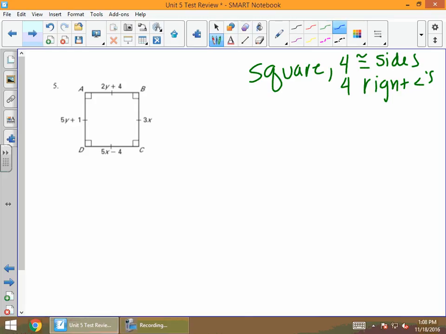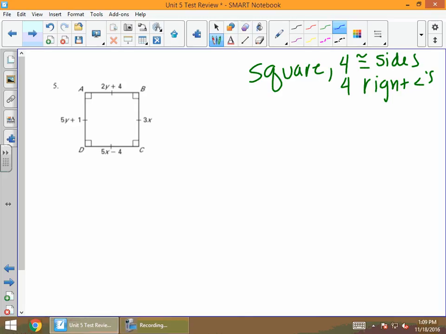Well, how are we going to find x? Was x a side or an angle? A side. That's the only thing we can do with sides. Set them equal. Does it make sense to take 3x and set it equal to 5y plus 1? Does that make sense to you? Can we solve for one variable in that problem, though? What's the only thing we can set 3x equal to? 5y. Can we, though? Yeah, 5x minus 4, because all 4 sides are the same.